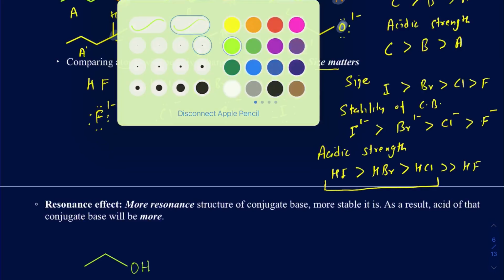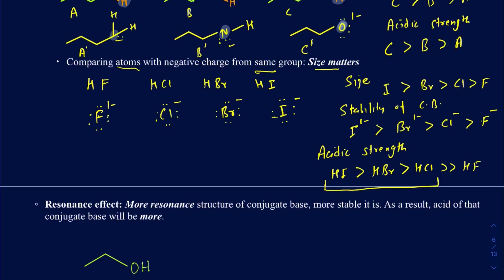Well, let's try one more. Suppose I have H2S and H2O, and I'm trying to compare which is more acidic between those two. Before you do anything, go ahead and draw out the conjugate bases. The conjugate bases of those two are SH minus, where sulfur gets the negative charge, and OH minus.